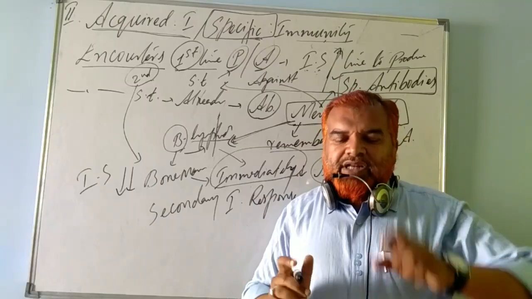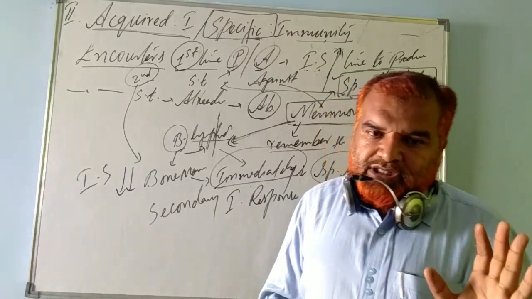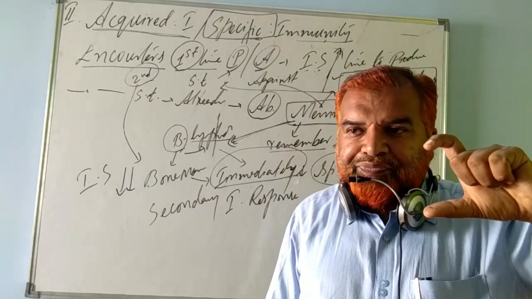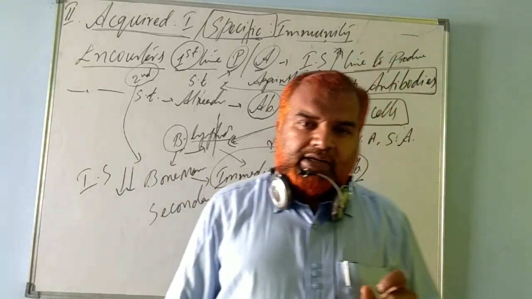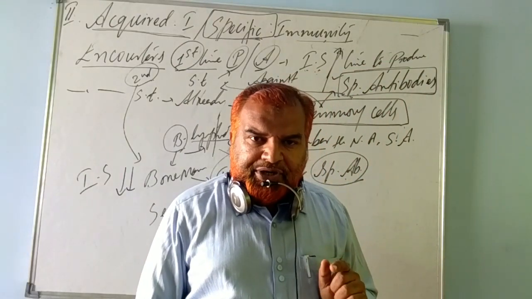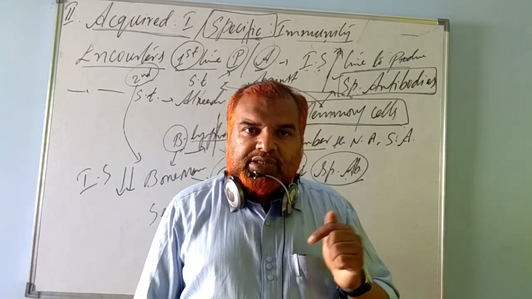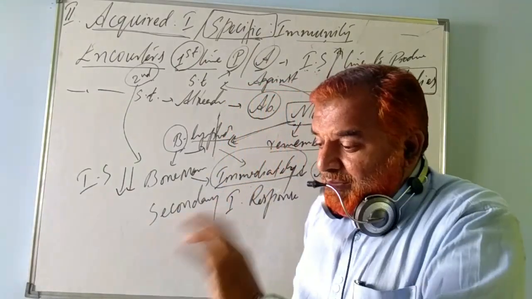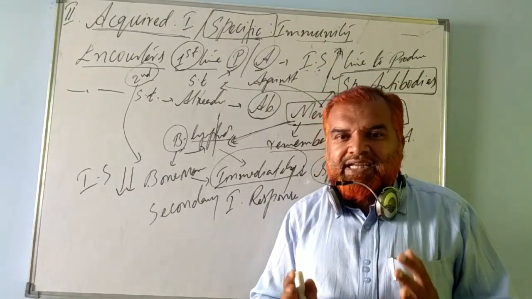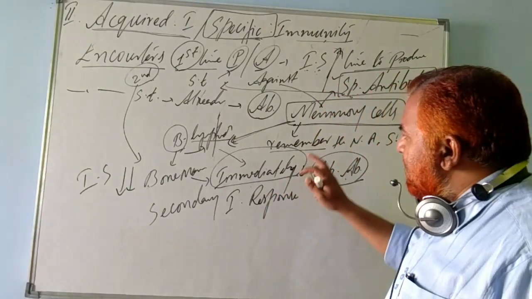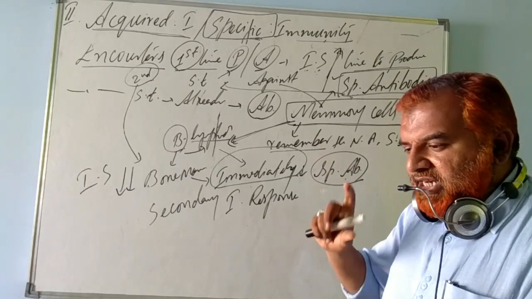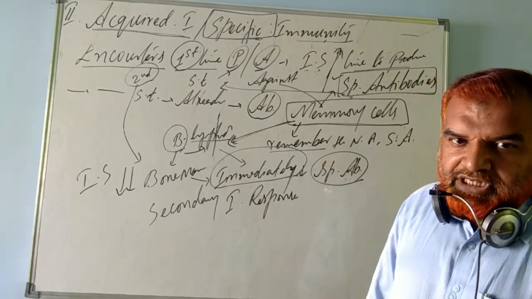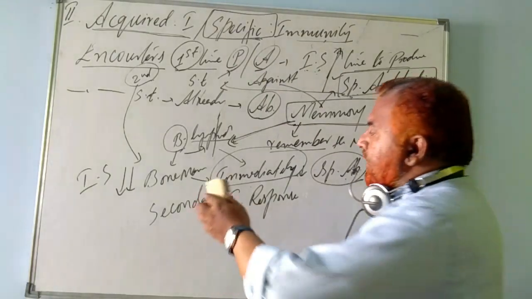So the concept is only this much: in the primary immune response, the body takes a longer period of time to produce specific antibodies. Whereas in the consecutive infection, when the body encounters the same pathogen for the second time, the body takes less time, because the immune system consists of memory cells. These memory cells remember the antigen. About that, specific antibodies are produced in the B lymphocytes. Clear?